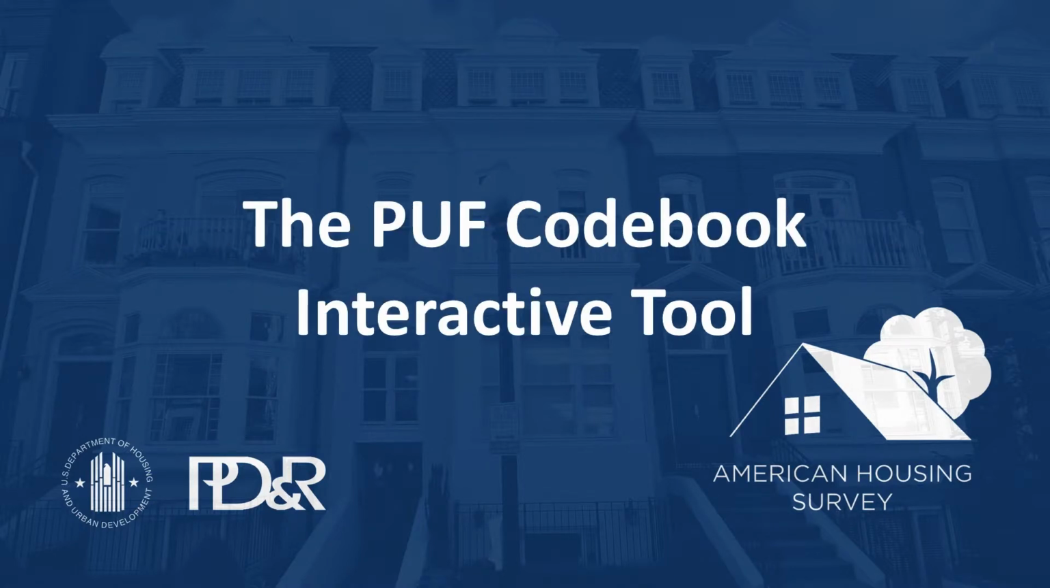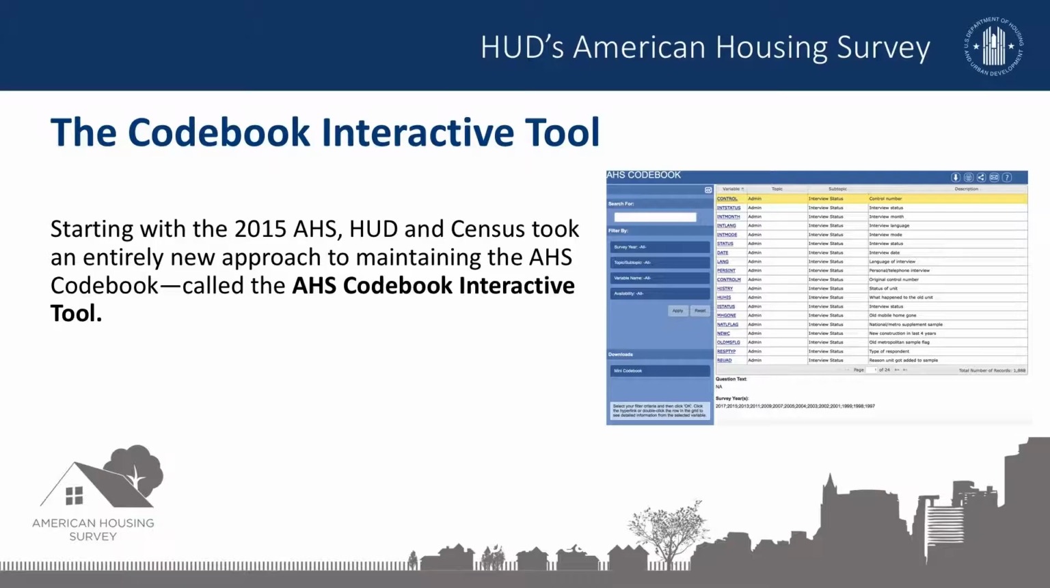First, we'll look at the PUF Codebook Interactive Tool, which is a necessary tool for working with AHS public use files because it allows users to search for variables relating to the AHS PUF or internal use file microdata. Before the 2015 AHS, HUD and Census maintained the AHS Codebook as a living document that spans surveys conducted from 1997 through 2013. We updated the AHS Codebook with each new survey.